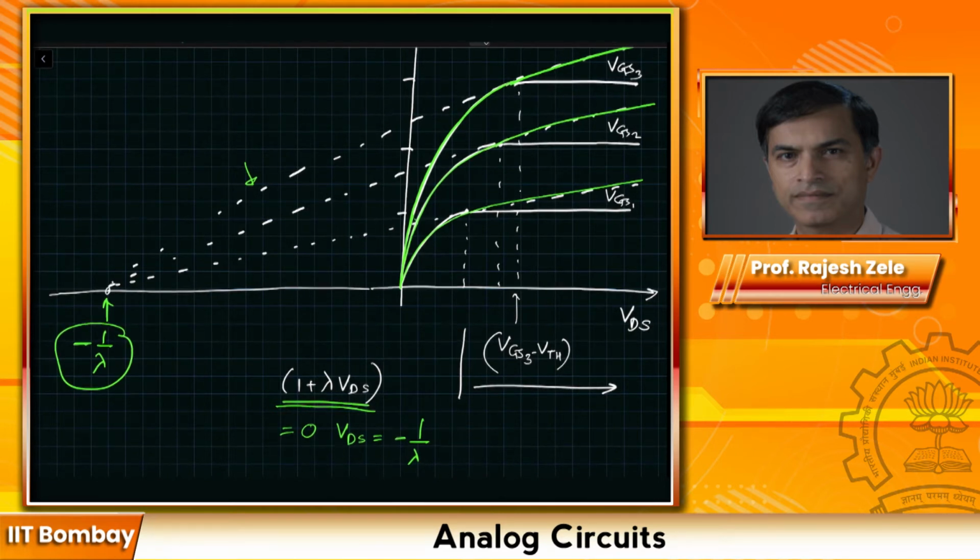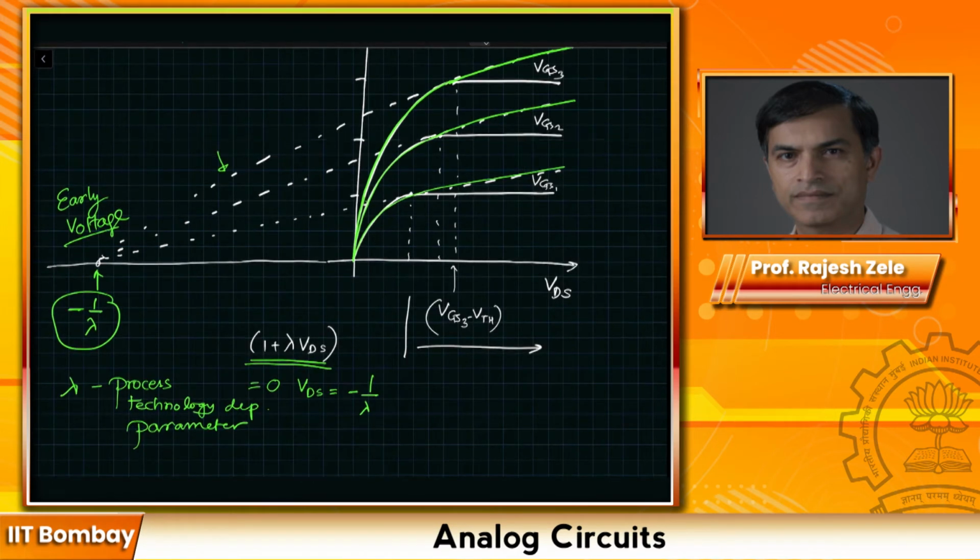This voltage correlates with, we learned something like this in bipolar case, which is the early effect, or we also call it here early voltage. Lambda is again process technology dependent parameter. For example, you may get your transistor designed either in UMC or TSMC or SCL or a global foundry, different foundries, and each one of them will have transistors with a different lambda value for a given process. So as a designer, when you are in the design phase, you need to know all these numbers.